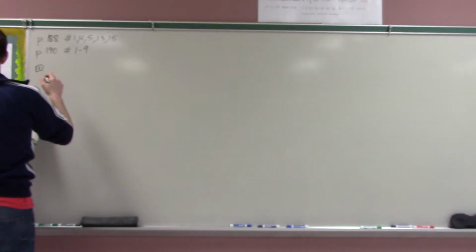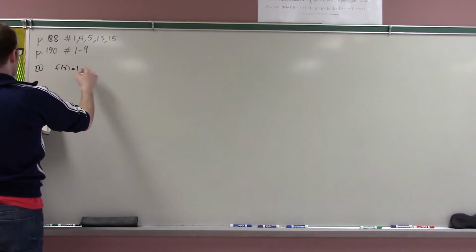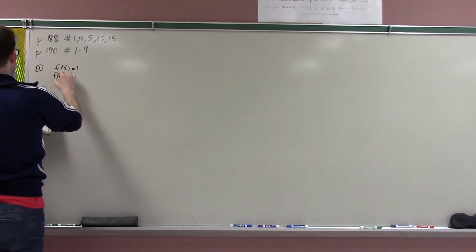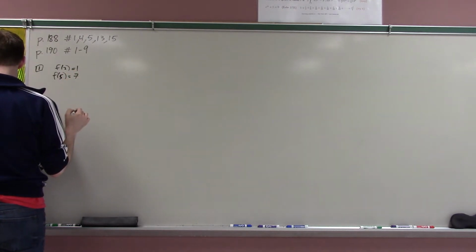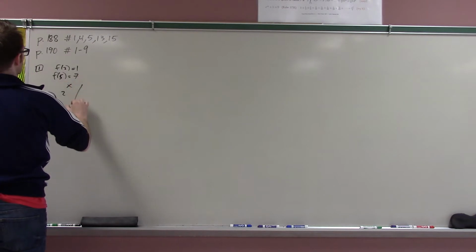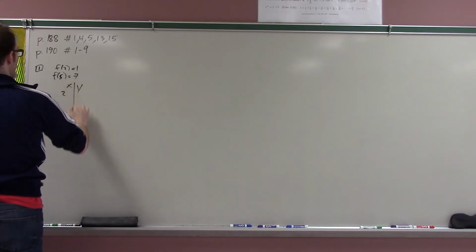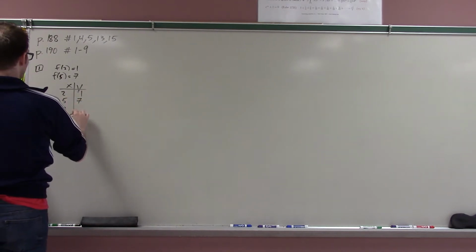Number 1, f is a linear function, and f of 2 equals 1, and f of 5 equals 7. So find f of 8 and f of 11. So the idea is here's x, here's y. This is 2, 1, 5, 7. And then there's just like 8, 11.